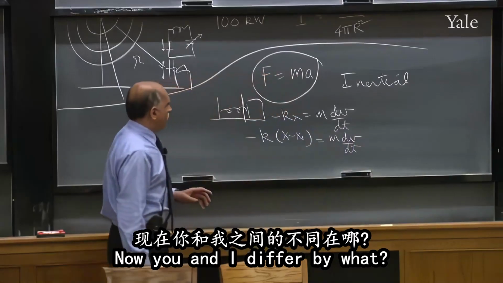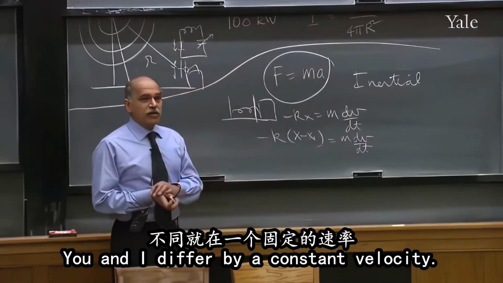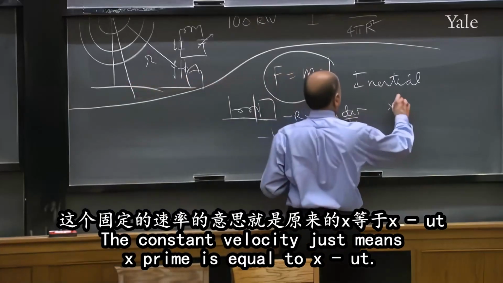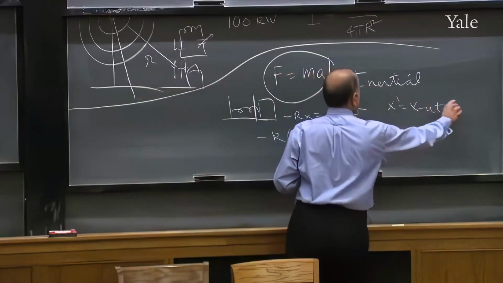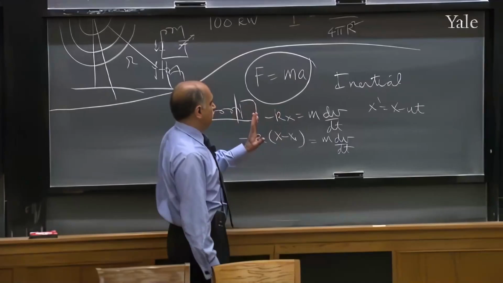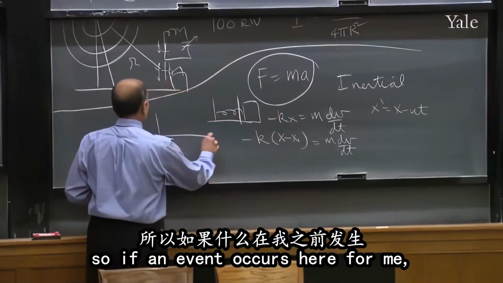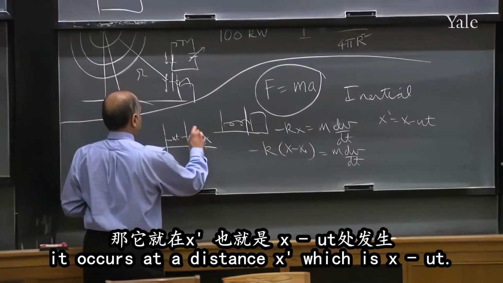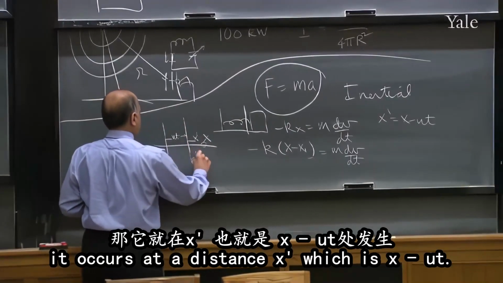Now, you and I differ by what? You and I differ by constant velocity. That constant velocity just means x prime is equal to x minus ut. Our origins are differing by an amount ut after time t. So if an event occurs here, for me, you have moved a distance ut, and it occurs at a distance x prime, which is x minus ut.